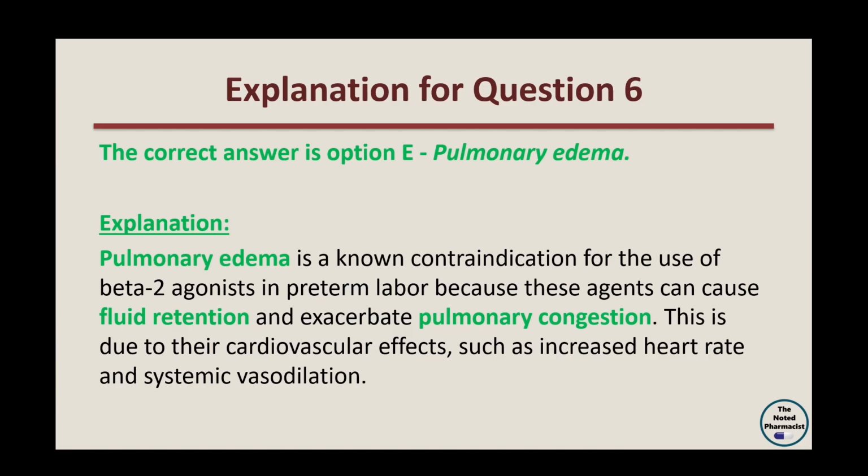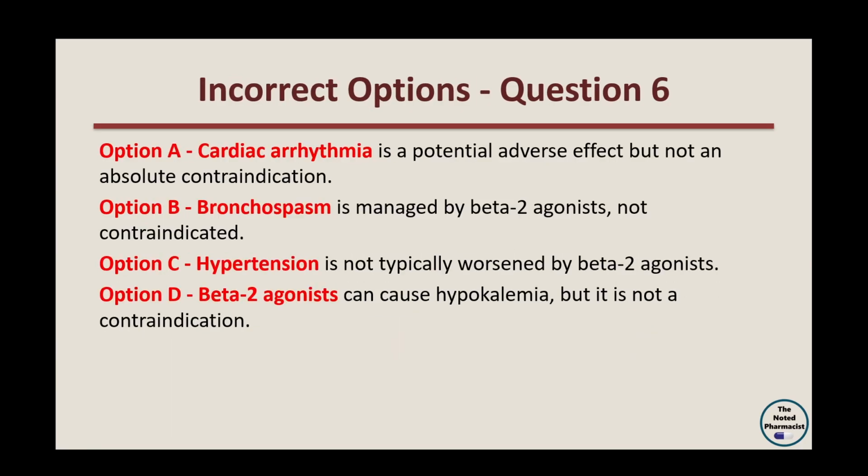Here is the explanation for incorrect options. Option A is incorrect because cardiac arrhythmia is a potential adverse effect but not an absolute contraindication. Option B is incorrect because bronchospasm is managed by beta-2 agonists, not contraindicated. Option C is incorrect because hypertension is not typically worsened by beta-2 agonists. Option D is incorrect because beta-2 agonists can cause hypokalemia, but it is not a contraindication.